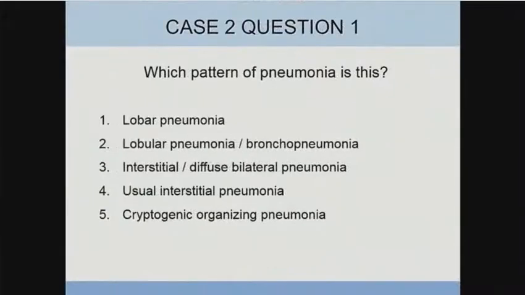So here's a question, and I will provide you with an enhanced opportunity to answer this, because I'm going to show you a CT in a second. So the question is: is this lobar pneumonia? Is this lobular pneumonia or bronchopneumonia? Interstitial or diffuse bilateral disease, usual interstitial pneumonia, or cryptogenic organizing pneumonia?